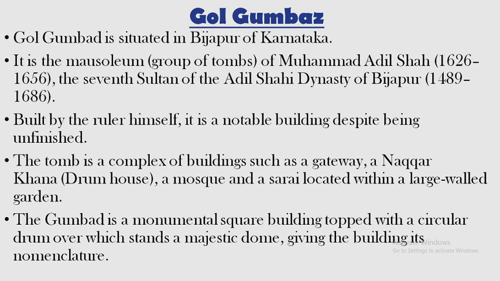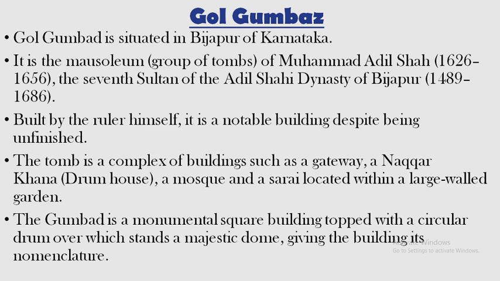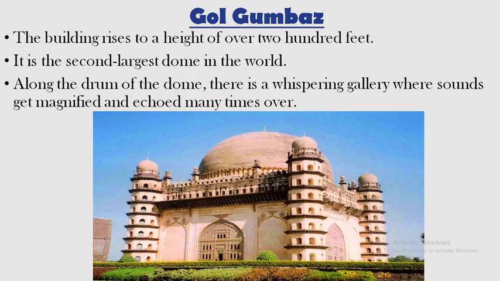The Gumbat is a monumental square building topped with a circular drum over which stands a majestic dome, giving the building its nomenclature. The building rises to a height of over 200 feet and is the second largest dome in the world. Along the drum of the dome, there is a whispering gallery where sounds get magnified and echoed many times over. So, this is a Deccani style of architecture of the Adil Shahi dynasty of Bijapur, Karnataka. So, it is the second largest dome in the world.